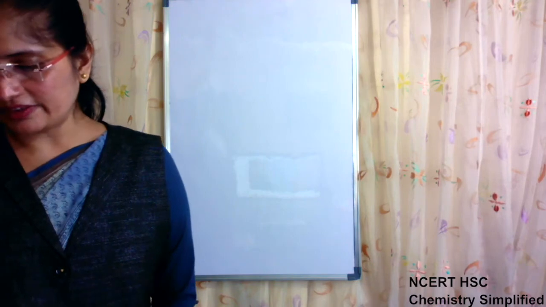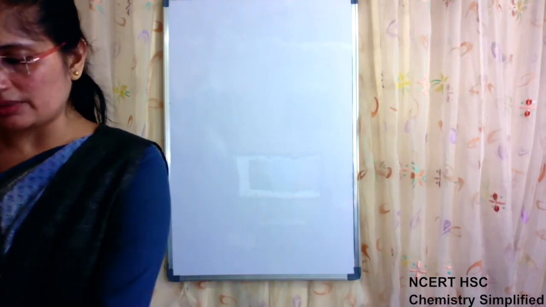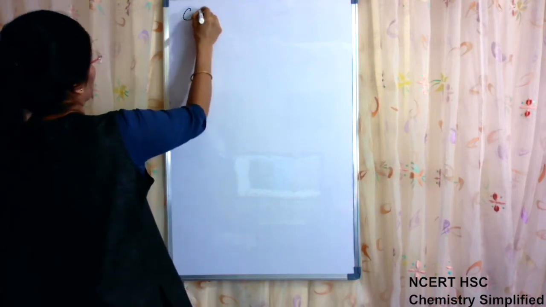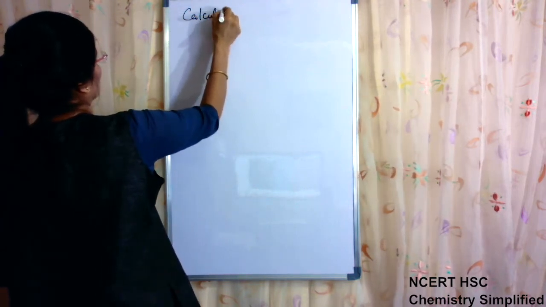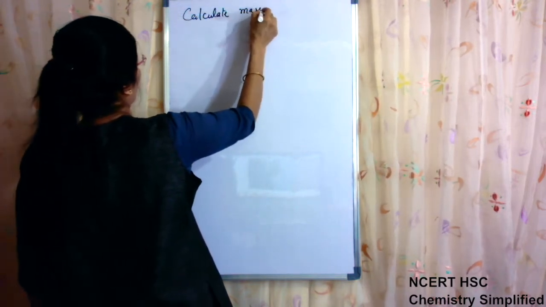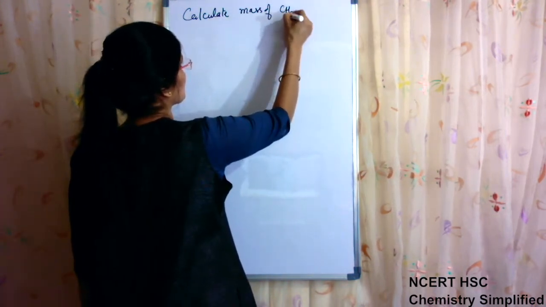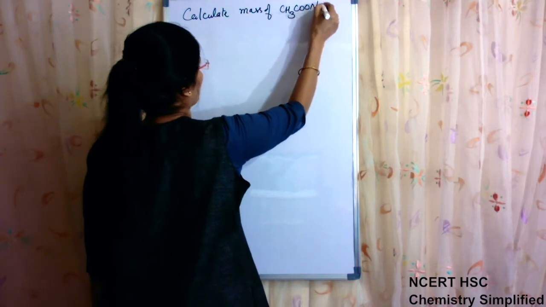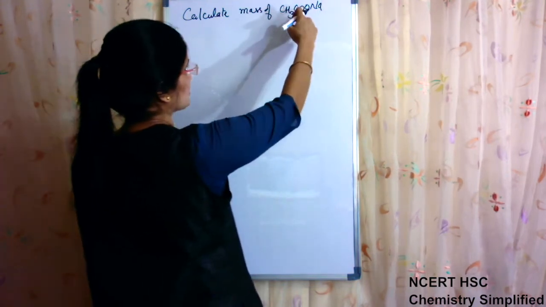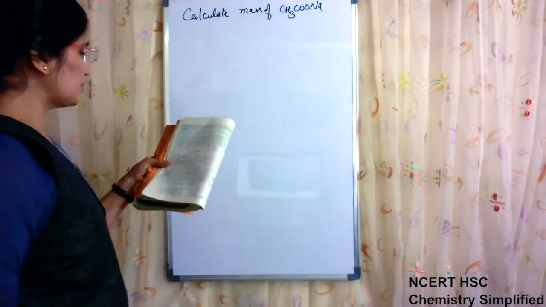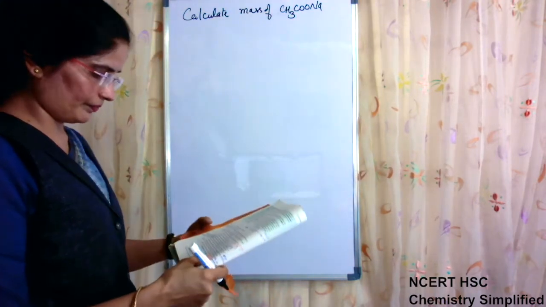Question 1.5. Calculate the mass of sodium acetate. So it is CH3COONa. Acetic acid is CH3COOH. So this is sodium acetate. Calculate the mass of sodium acetate.